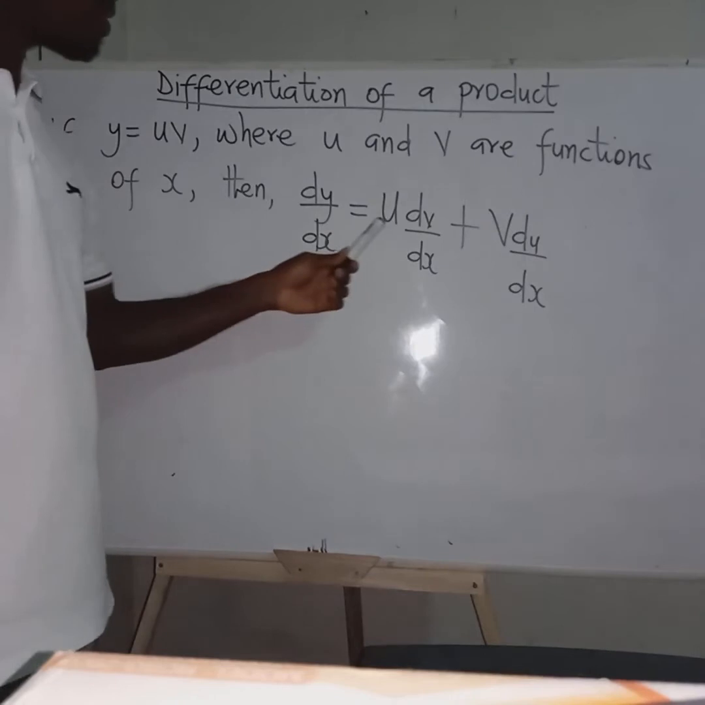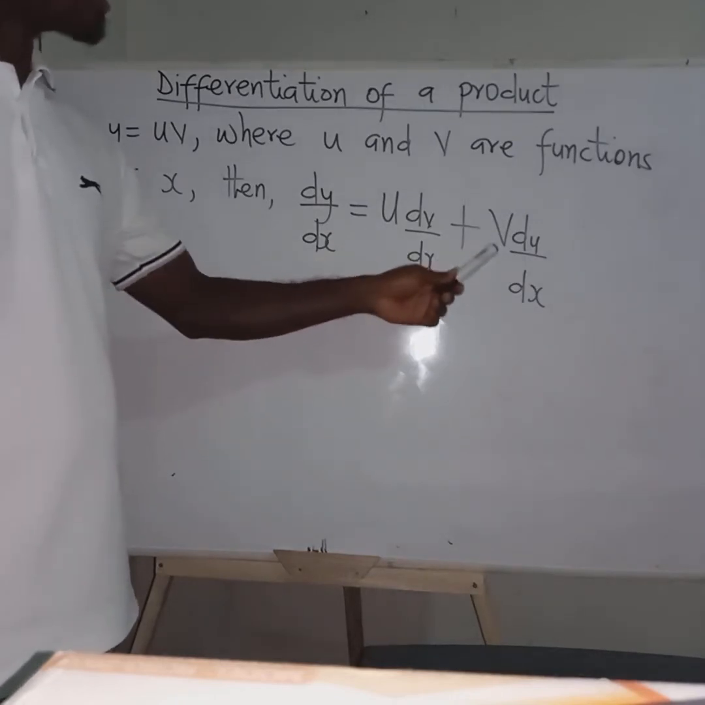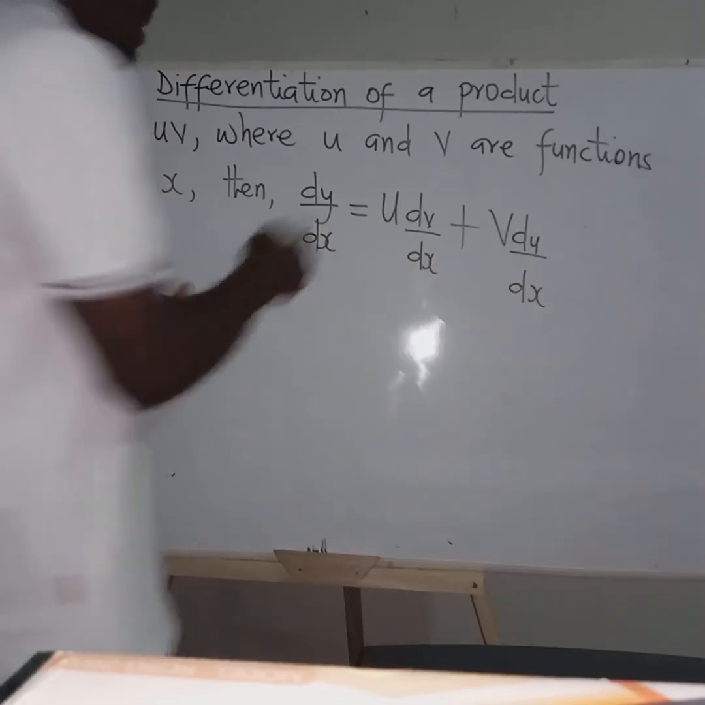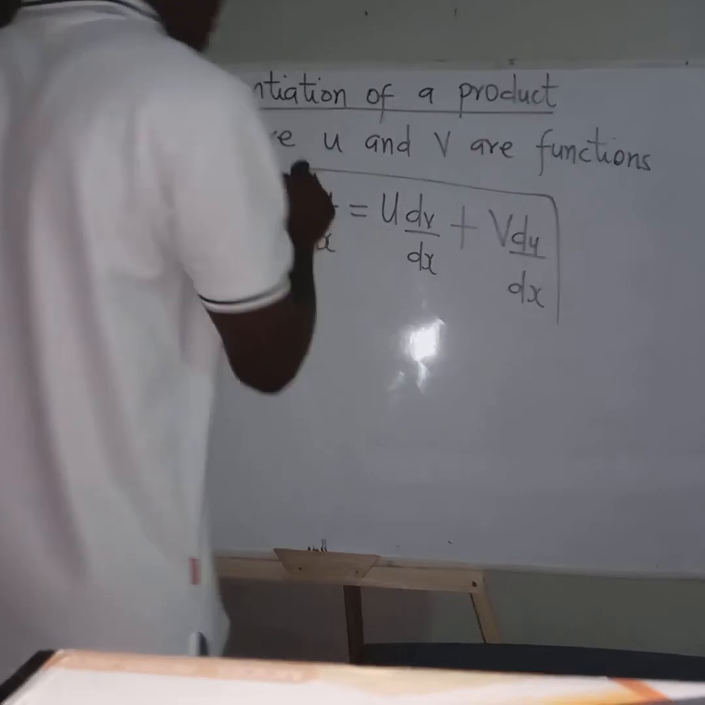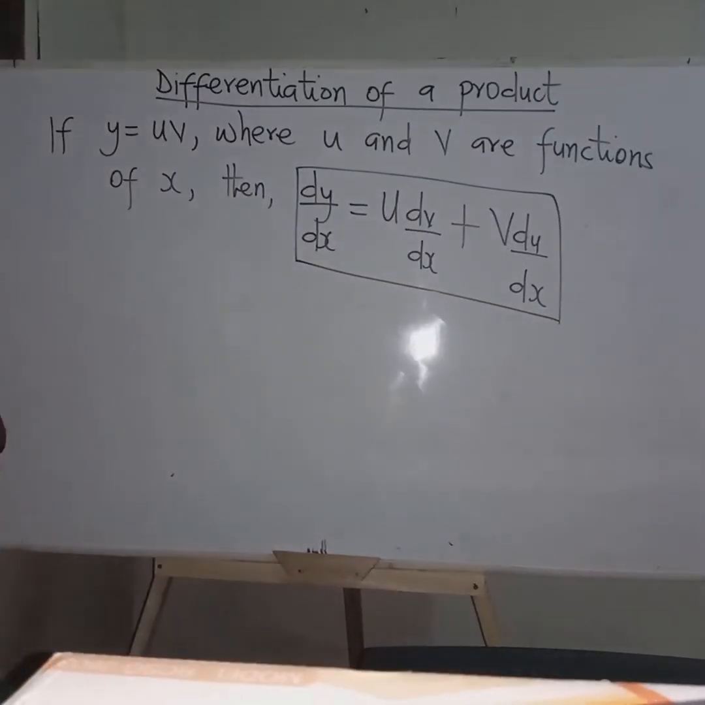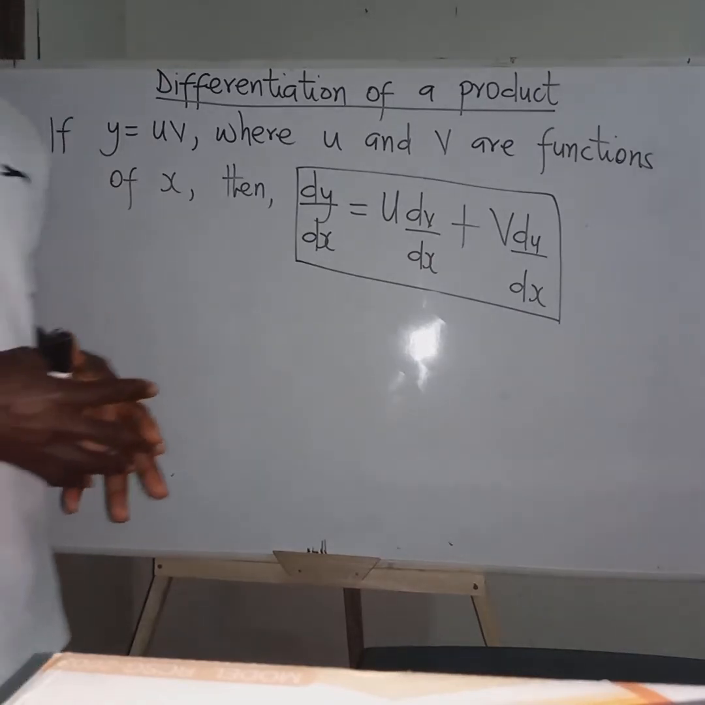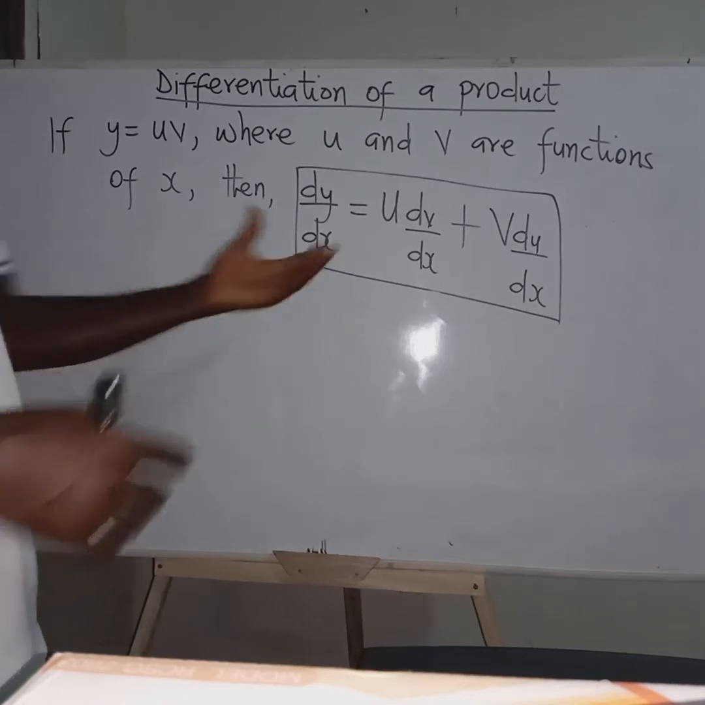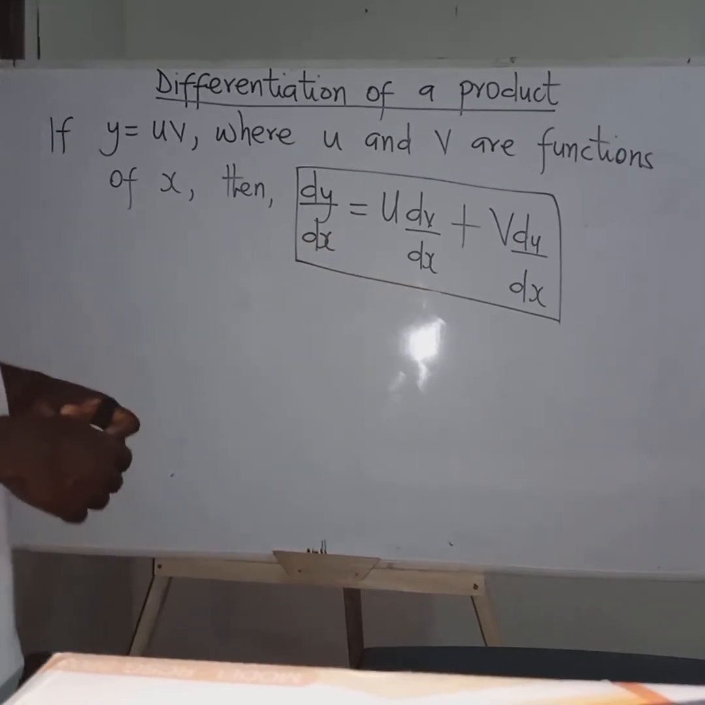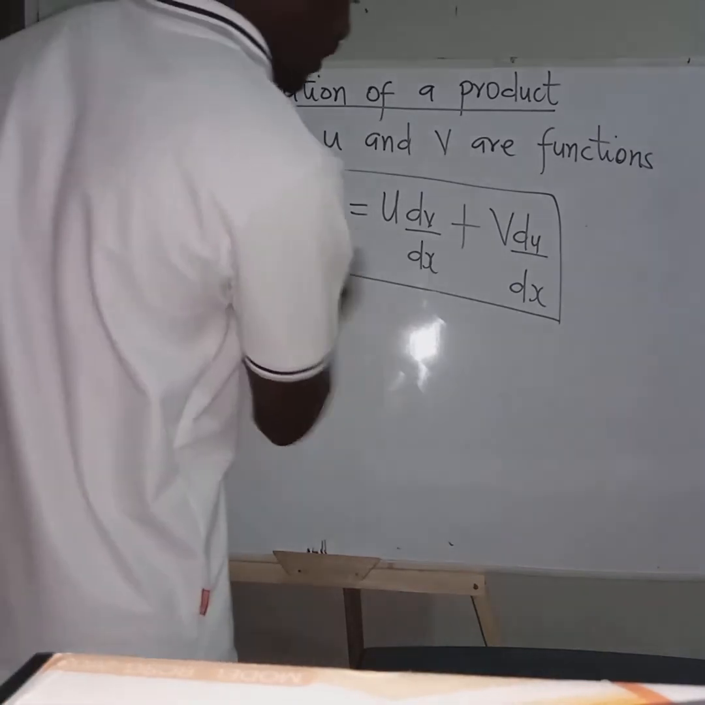So you hold u constant whilst you differentiate v, plus you hold v constant and differentiate u with respect to x. And this is our product rule. So anytime you have a function to differentiate which is a product, you can apply the product rule in differentiating it. Okay, we are going to take a few examples and explain further.